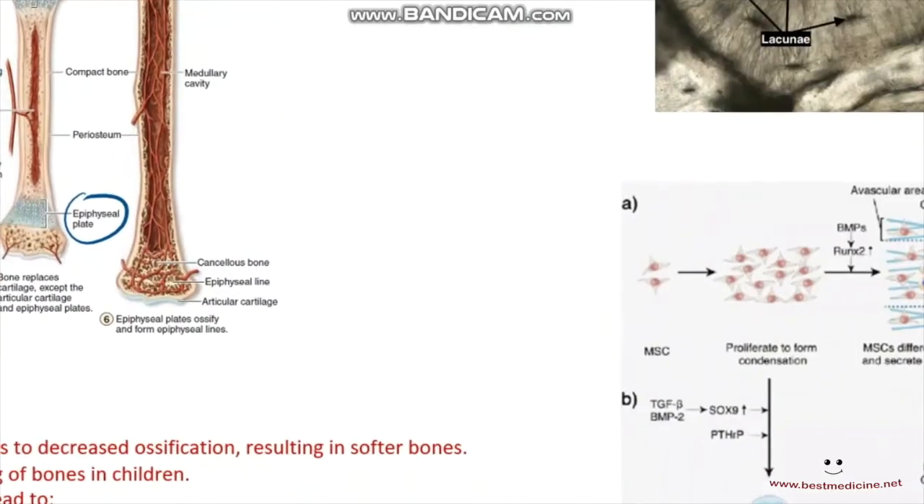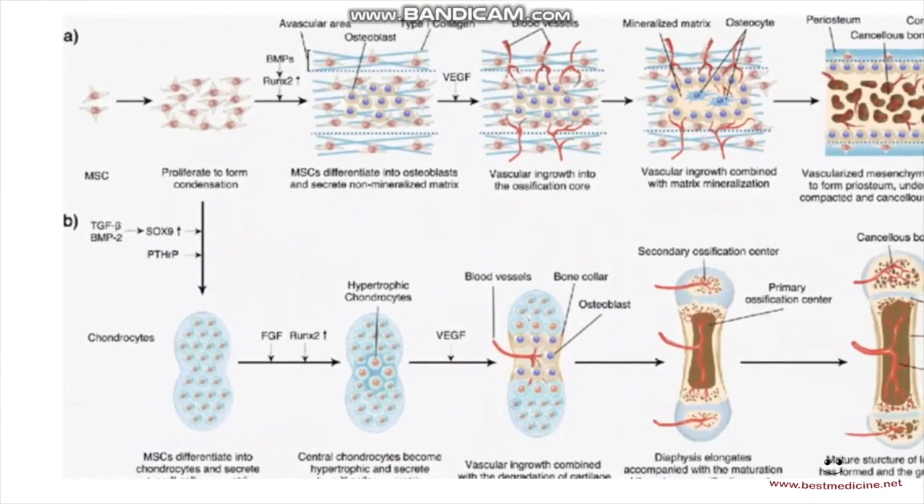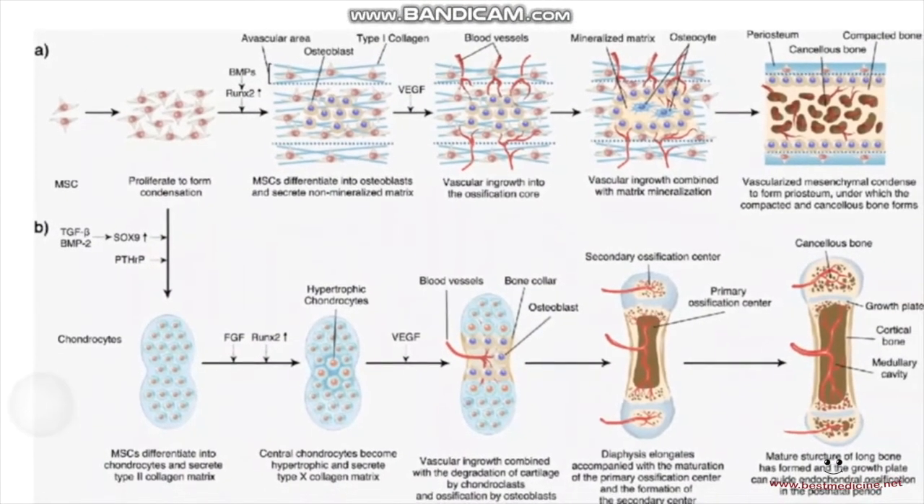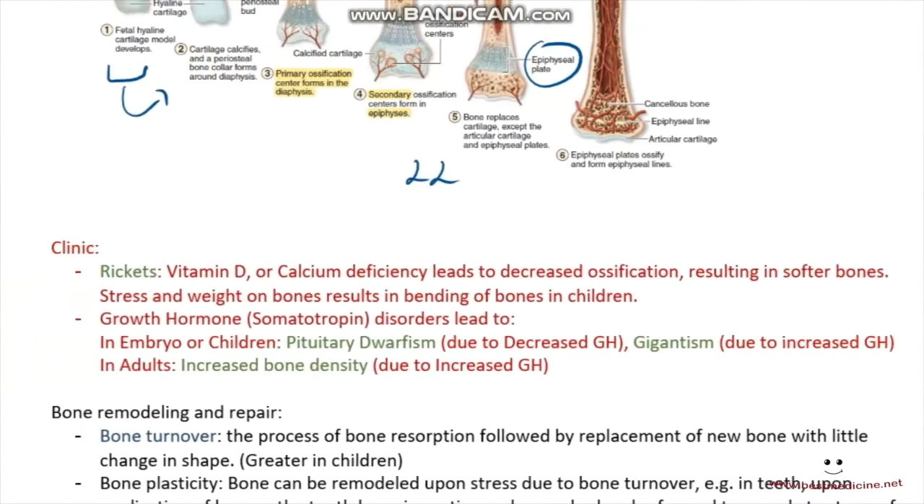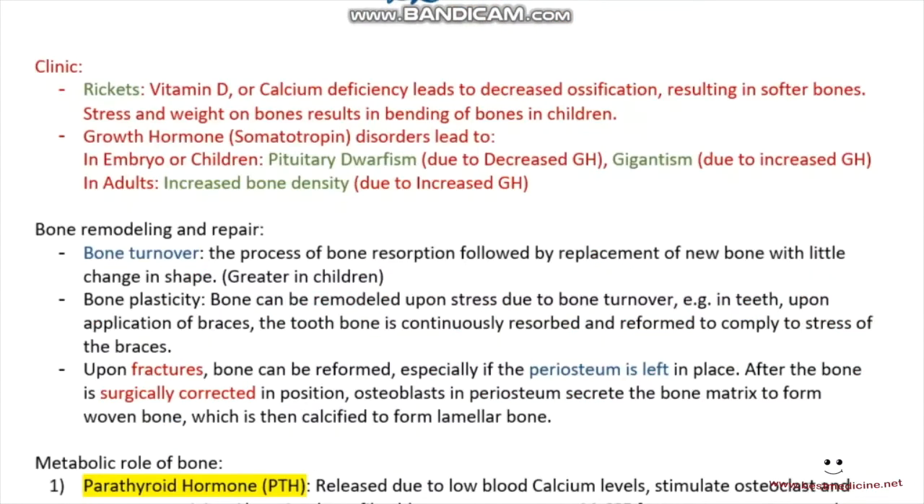So I have another diagram here to show you the two types of ossification. So we have over here, any guesses what this one is? This is intramembranous ossification, right? And this one, which contains the chondrocytes, yeah, cartilage is involved. This is the endochondral ossification, right?